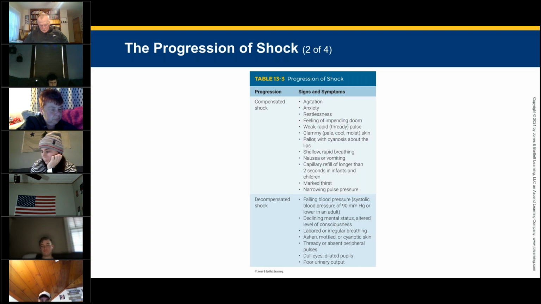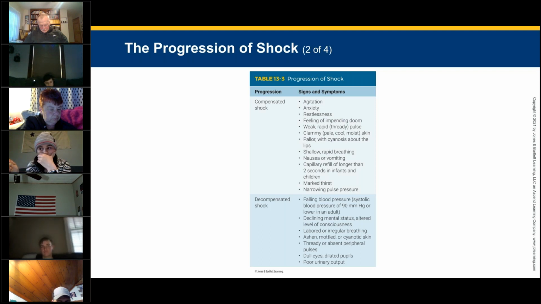Once they get to the point of decompensated shock, their blood pressure is going to start to fall. Their systolic blood pressure is going to be 90 or lower for an adult. Their mental status is going to begin to decline. They're going to become altered. Labored or irregular breathing. Their skin is going to become ashen, mottled, or cyanotic. Their pulses are going to be thready or absent. Their eyes will become dull and their pupils will dilate, and they'll experience poor urinary output.